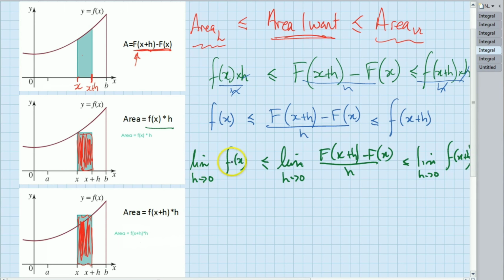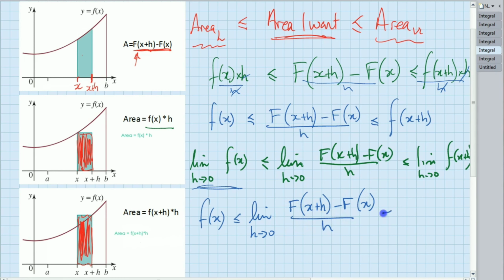Now, what is the limit? We should be able to calculate this limit. The limit as h approaches 0 of f(x) just has to be f(x). I don't know what the limit of this is, so I'm going to have the limit as h approaches 0 of F(x+h) minus F(x) divided by h. And that has to be less than or equal to the limit as h approaches 0 of f(x+h), which just has to be f(x) as well.